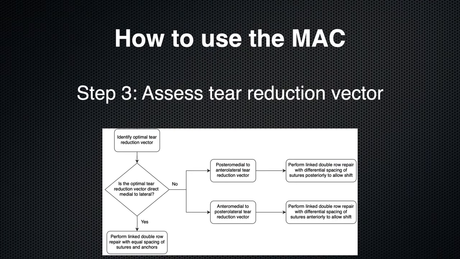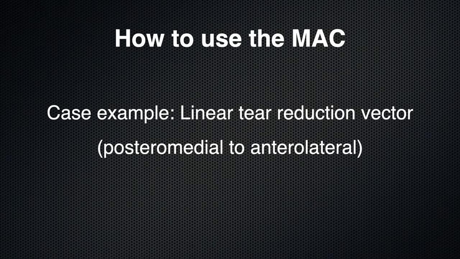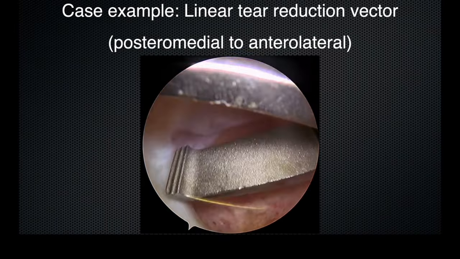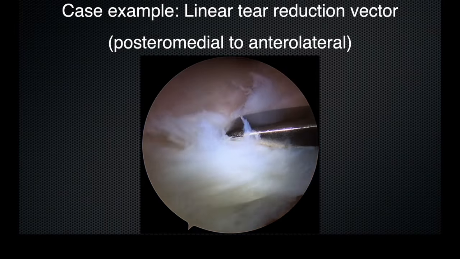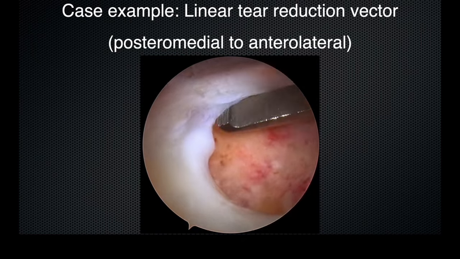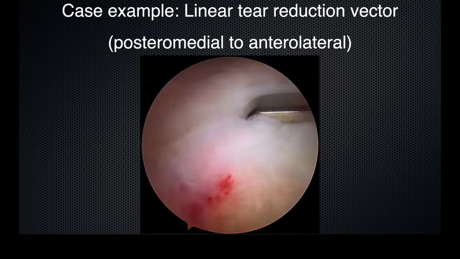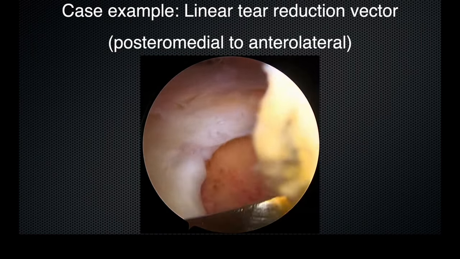Step 3 is to assess the tear reduction vector. Here is an example of a tear that reduces best from the posteromedial to anterolateral direction. And it's only when it's pulled from posteromedial to anterolateral that we can see the tear reduces correctly.